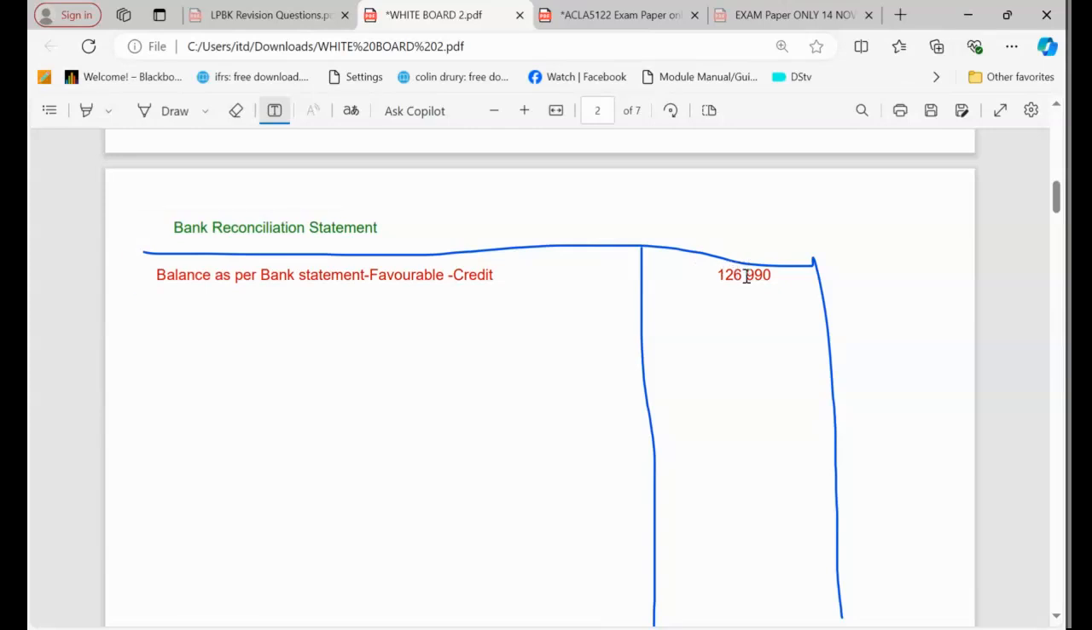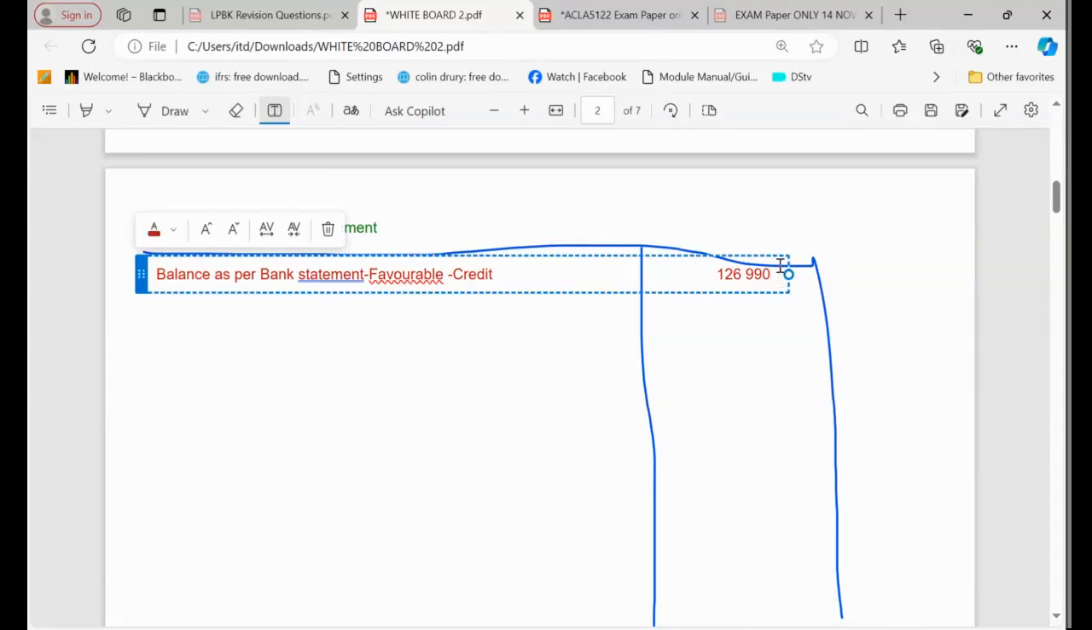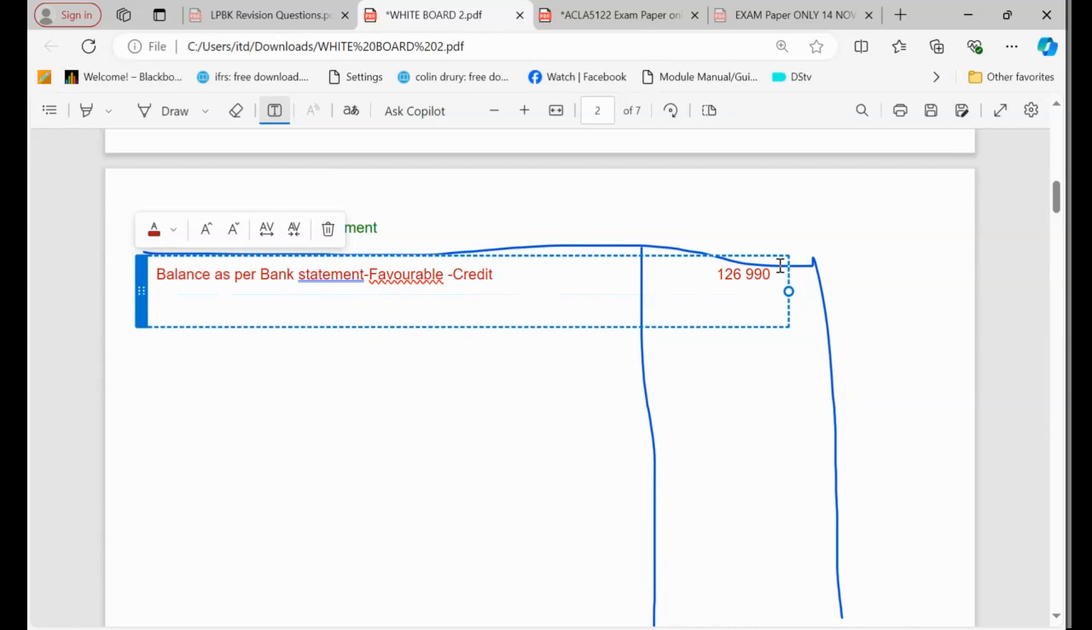And the next one. The order doesn't matter. You add first. Some books do less first, but I prefer this one where we add first, because it makes sense. Add outstanding deposits.